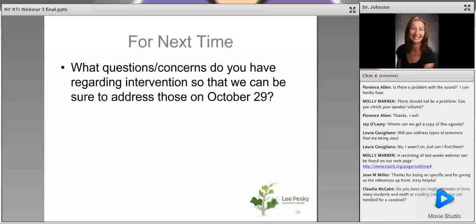And while Claudia finishes up what she's typing, next session we will focus on Tier 2 interventions. And so if you have specific questions about intervention, it's really helpful for you to post those now or to send them to Molly before we meet next Wednesday, and that way instead of just sharing with you what I know about intervention, I just want to make sure that I'm addressing your specific questions.